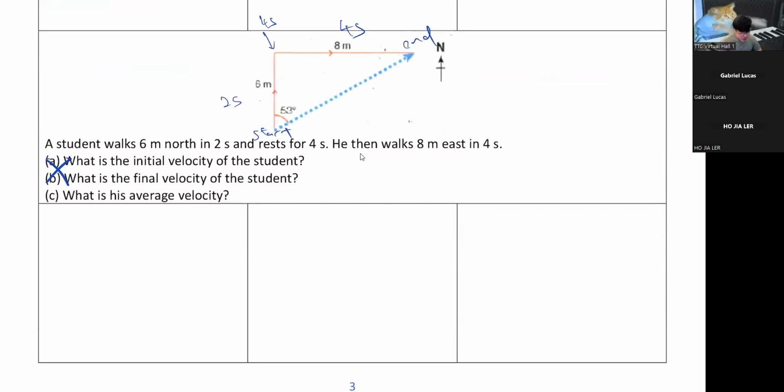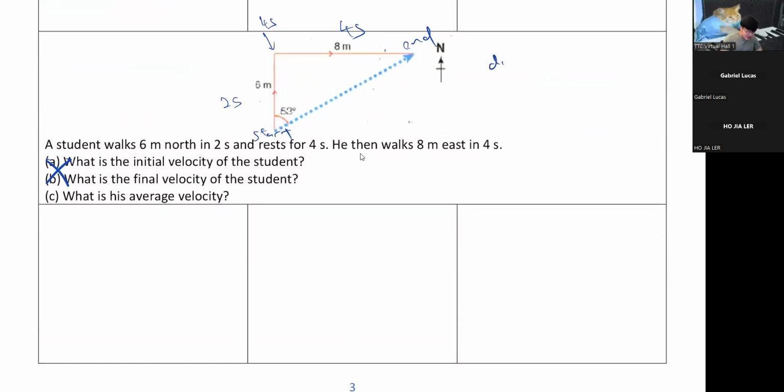So instead of using the distance, okay, this is the distance. Right, let me write this here. The distance is 14 meters. Okay, 6 plus 8, what? Whereas your displacement, this, so that's what I want to find out, right? So you have 6 here and you have 8 here.